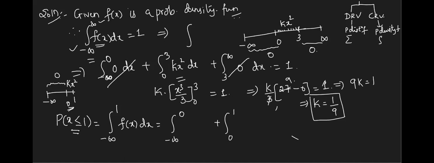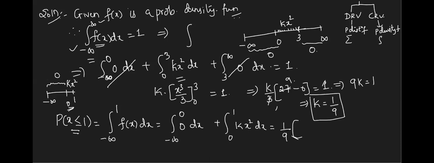Am I right? No doubt the function given is till 3, but here the probability is for value less than or equal to 1. So I should not go beyond 1. Otherwise it will be wrong. Now between minus infinity to 0, the function is defined as 0. And between 0 to 1, the function is defined as kx square. If you want, substitute the value of k here. This is 0. So k comes out. K is 1 by 9.